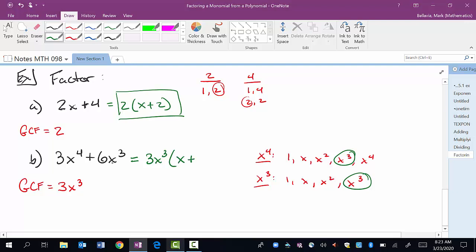Plus, because that's plus, 6x to the third divided by 3x to the third. 6 divided by 3 will give me 2. X to the third divided by x to the third cancels to a 1, so we just leave it. So we have 3x to the third times x plus 2. So that's how you would begin factoring.